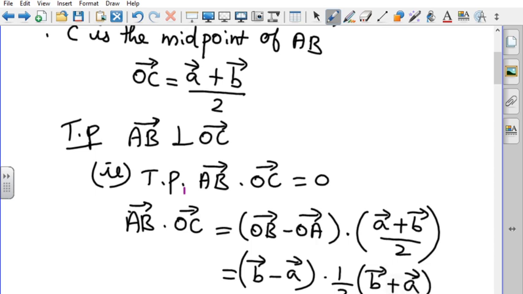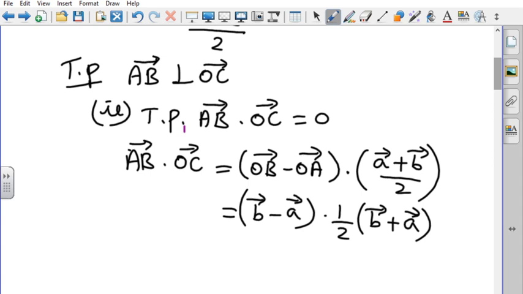So now listen here, students, that is B minus A dot B plus A by 2. So we can write this as 1 by 2 into B square minus A square, because of the formula A plus B into A minus B. So we can write it as B square minus A square. So we can write this as equal to 0, because what is B and what is A? Both are radius. OA is equal to OB is equal to radius.